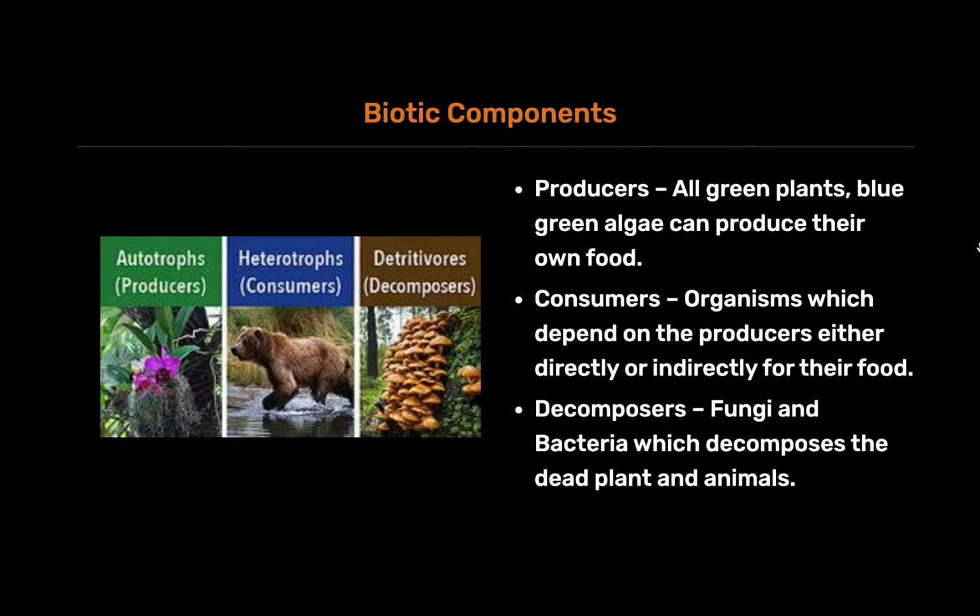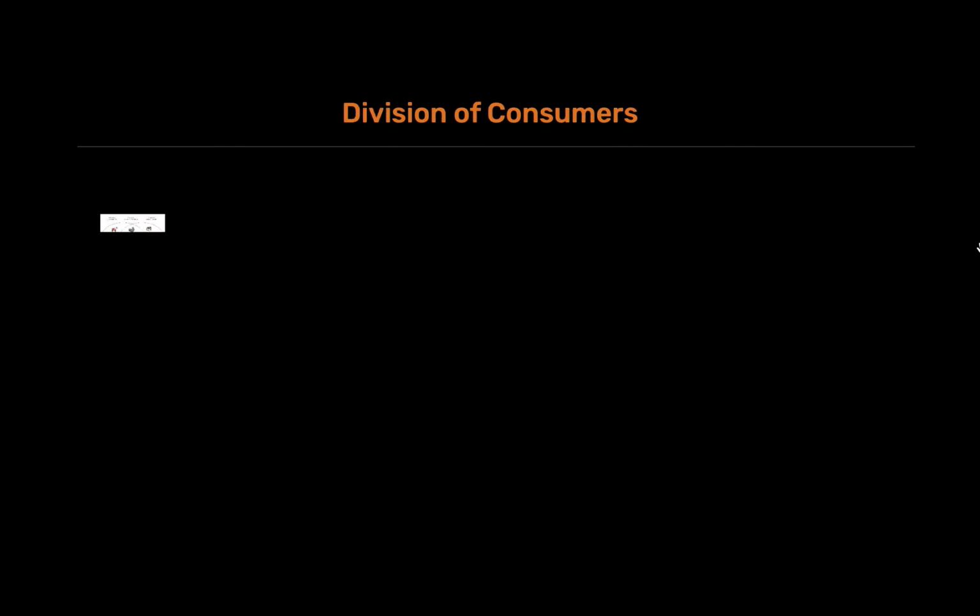Producers form the base of the food web and are the largest group in the ecosystem by weight, that is, biomass. All green plants, blue-green algae, and photosynthetic bacteria can produce their food using light energy, called photosynthesis. Consumers are the organisms which depend on the producers either directly or indirectly for their food. Fungi and bacteria break down, that is decompose, the dead plants' and animals' complex compounds into simpler ones. Thus decomposers help in the replenishment of the natural resources.